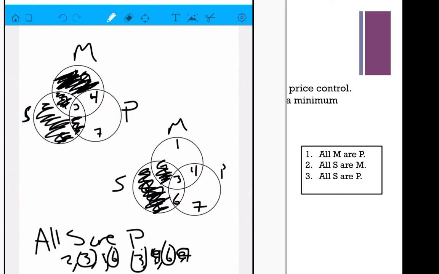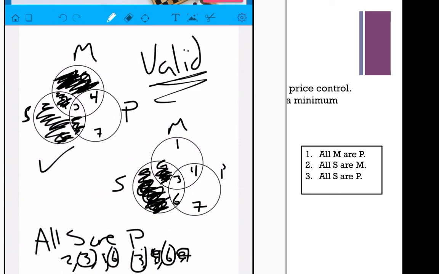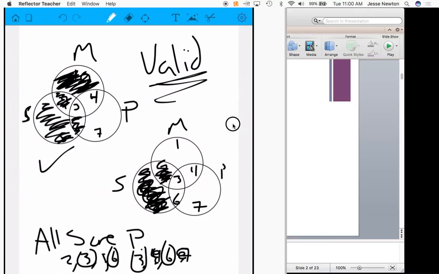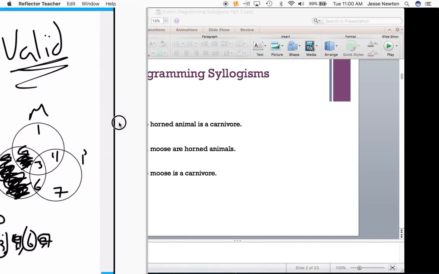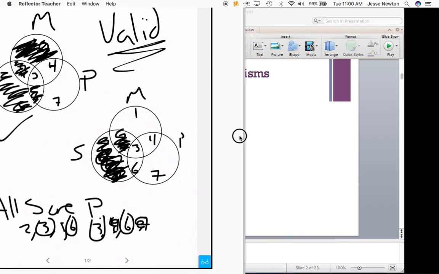Now, we look over here. Did the conclusion shade in 2 and 5? Did we shade in 2 and 5 over here? Yes, sir. And so this argument is indeed valid. And hopefully you see how what we did is we began with, well, let me get this out of the way.